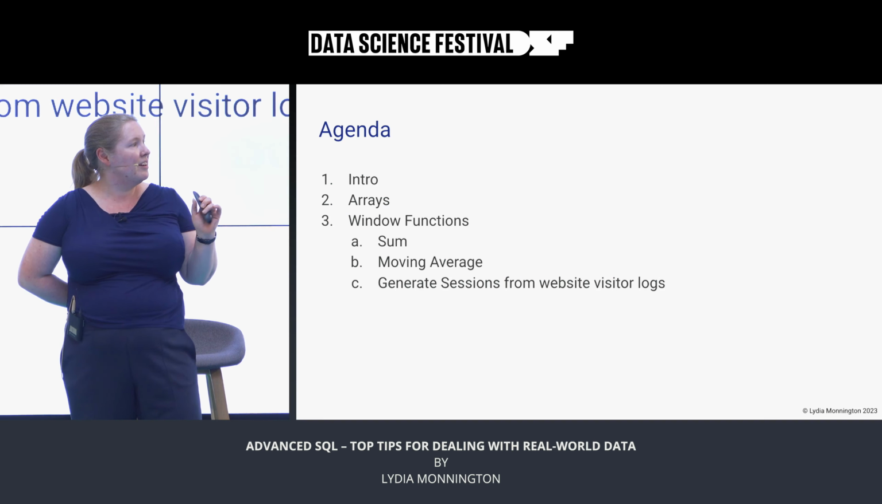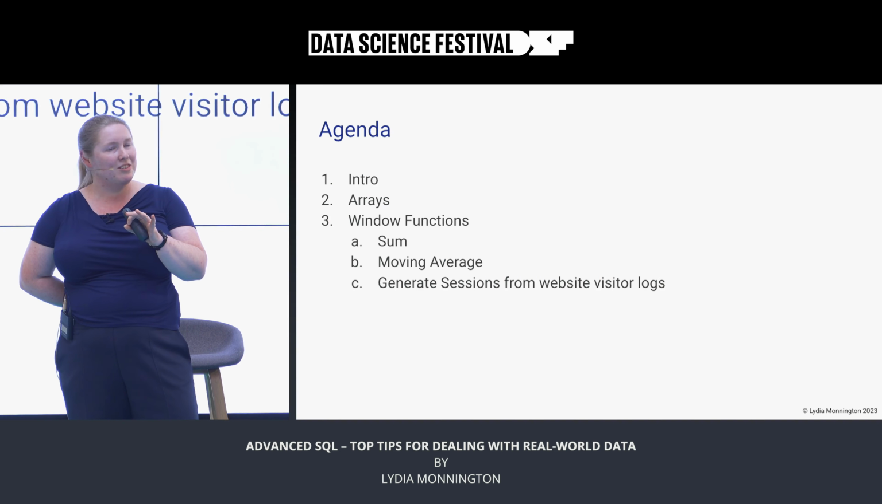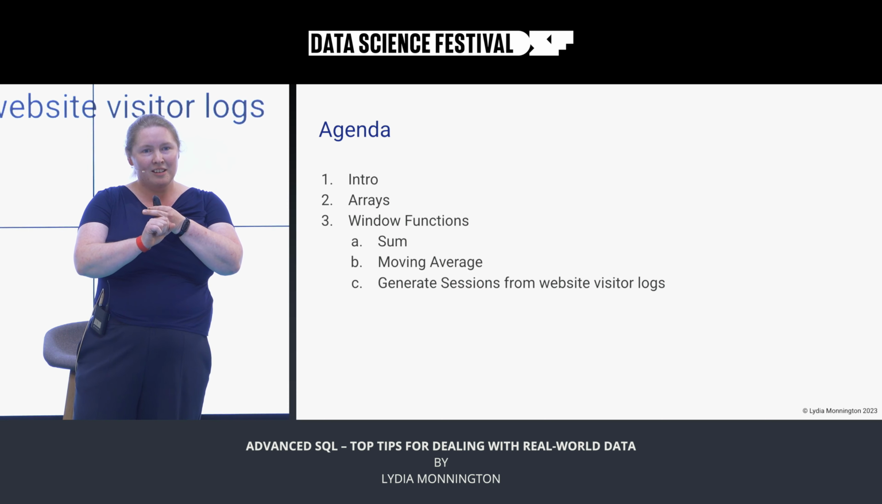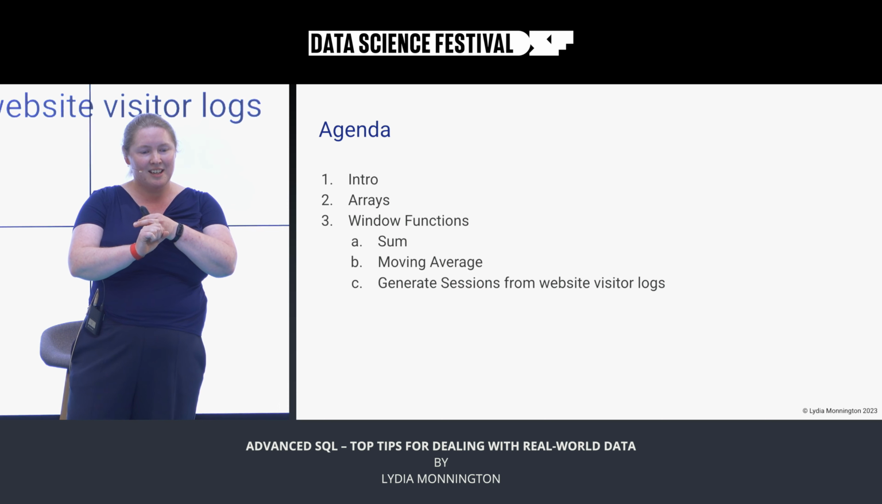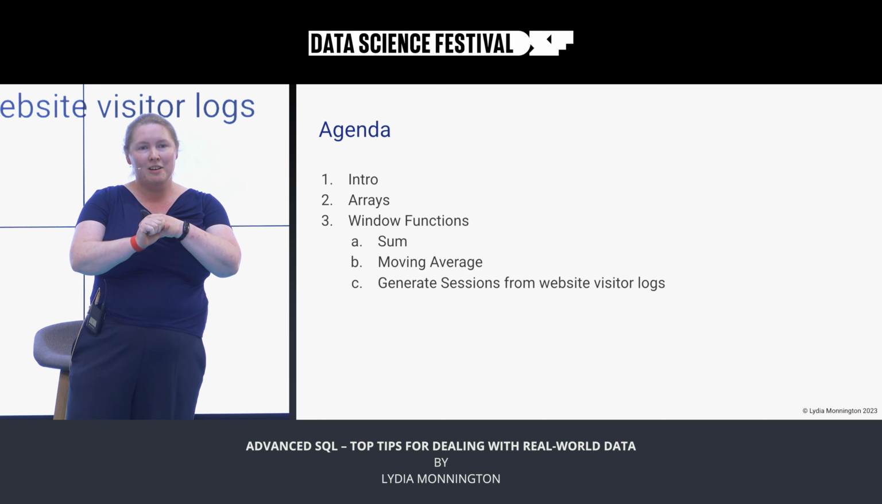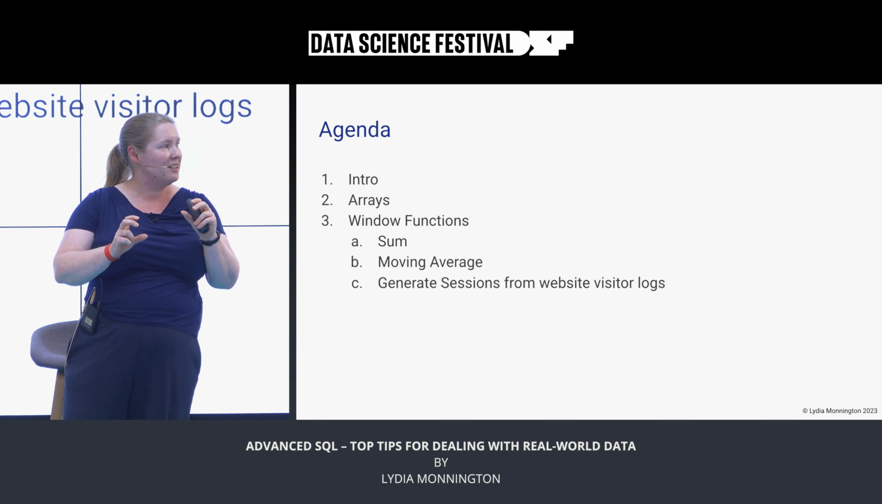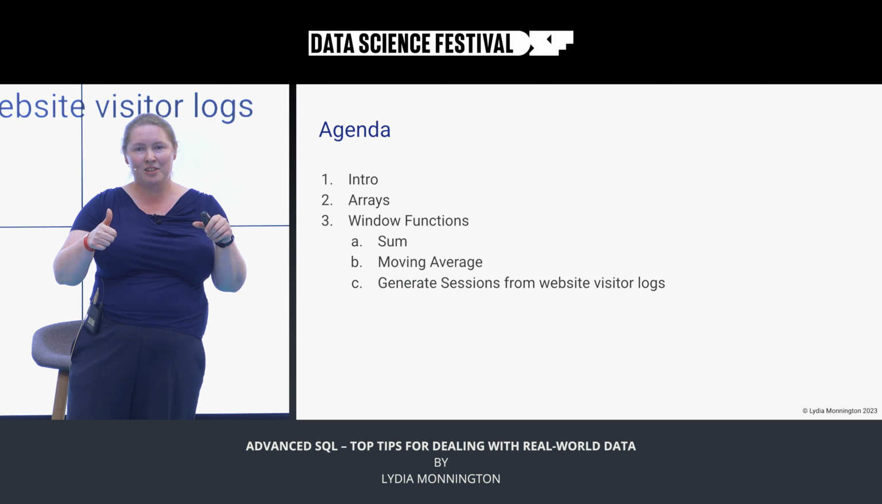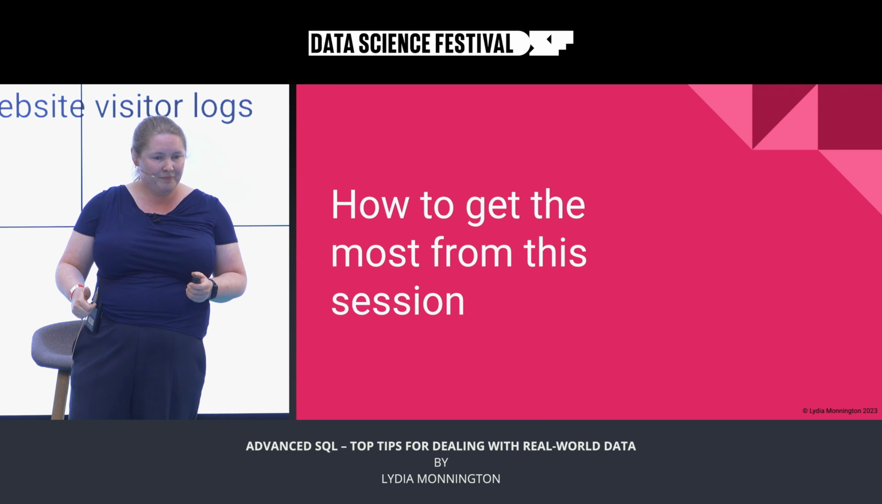So we're going to cover 3 things today. First, a brief intro on how to get the most from this session. Then I'm going to talk about arrays and structs and why they're becoming more common in the largest data sets. And then I'm going to talk about window functions, starting with 2 more simple examples of sums and moving averages, and then using what we've learned to generate sessions from website visitor logs.